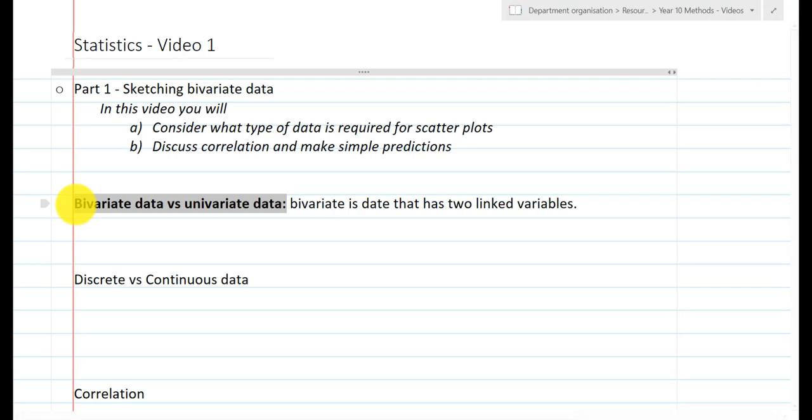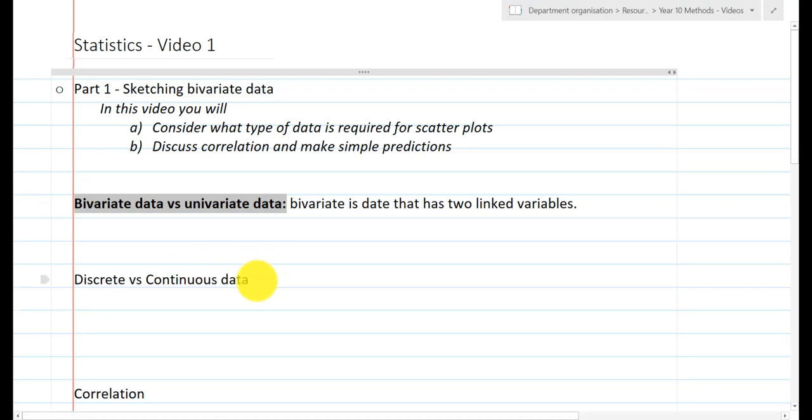So for example, bivariate data might be comparing your height against your age, or maybe the number of cars that pass a certain traffic light over a certain amount of time. Whereas univariate data would just be if you went and asked somebody whether they preferred pizza or spaghetti bolognese for dinner. And that would just be collecting a single set of data that's not compared or linked to something else.